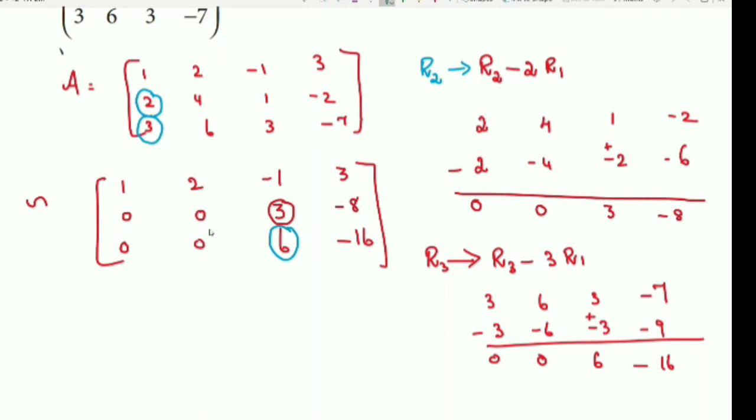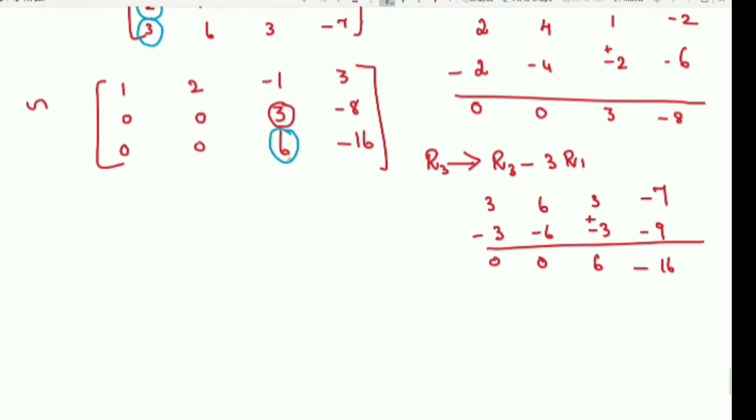The second row, the first non-zero entry is 3. Below that you should have a 0 here. But you have 6 here. So you can make this as 3 and then subtract. Correct? How do you make this as 3? See, the property is you can multiply by a scalar.